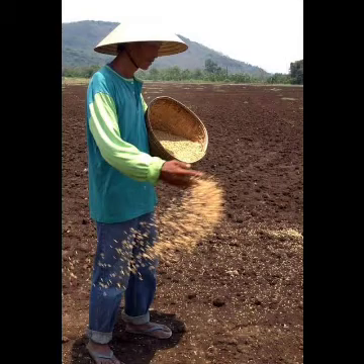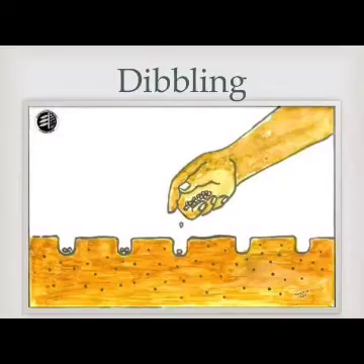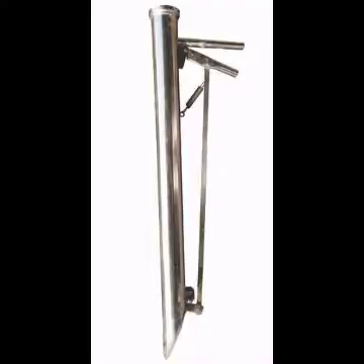Second one is the dibbling method of sowing seeds. It involves the placing of seed in holes manually or with specific instruments known as dibblers. Those dibblers can be operated manually by skilled labor or skilled farmers. The dibbler is a conical instrument used to make proper holes while sowing the seeds in the field.